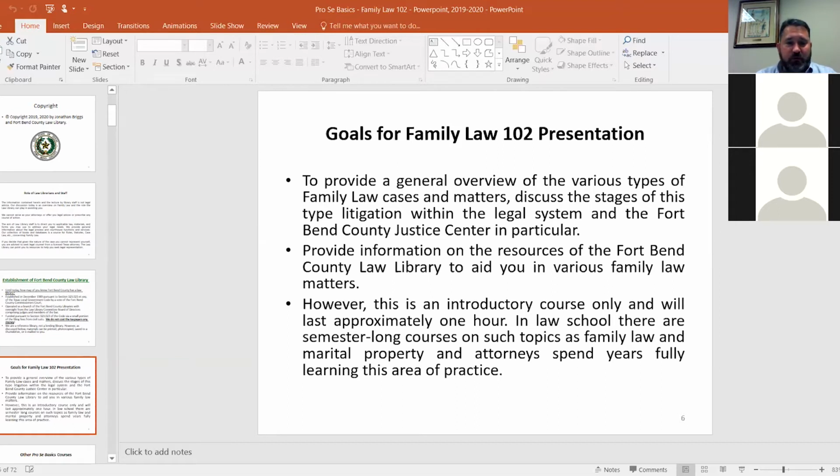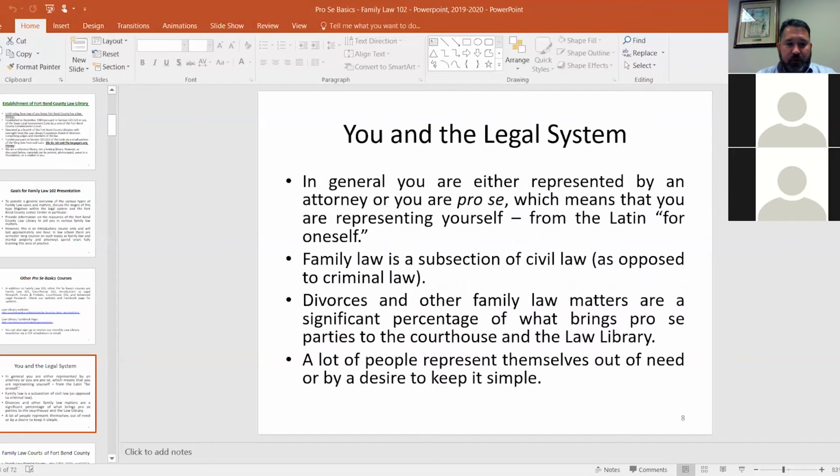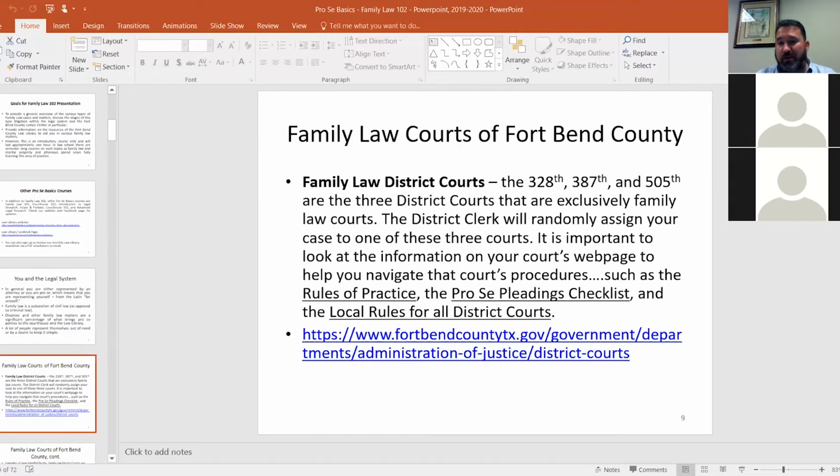So Family Law 102 is to give more detail about some particular legal processes that are encompassed by the family law district courts. I'm going to scroll through some of the general slides. They're still informative, but they're pretty general. Family law is a part of civil law as opposed to criminal law, and divorces and family law matters are a significant part of what brings people to the law library and to this courthouse. There are 3 family law courts, but they're served by 6 judges, because each elected judge also has an associate judge assisting them with their docket.